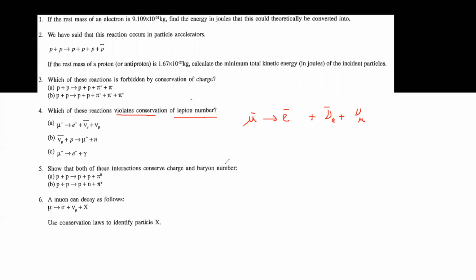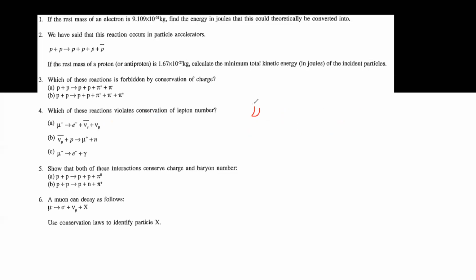Because it's anti here, the anti-muon particle is an antiparticle, so its lepton number will be minus 1. This is the antiparticle of the electron, lepton number minus 1. This is an antiparticle, so minus 1. And this one is a lepton, so plus 1. So when you check, is it conserved? You can see that this is not violating. It's conserved because these two will cancel out, so you're left with minus 1 and minus 1. Both sides are equal, so it can happen.